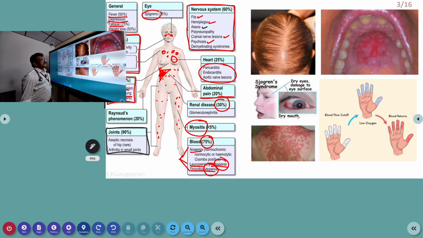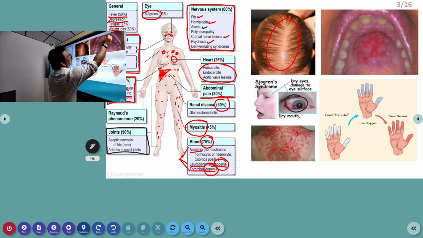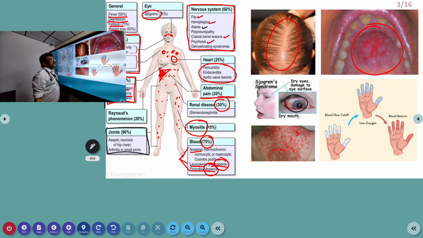But if you take the skin, one of the classical findings will be multiple rashes all over the body. It can be even on the face, that is butterfly rash. And alopecia is one of the major findings in SLE. You can see hair loss. Hair loss can be there even on head, face or axilla, wherever it is, alopecia can be there. Dryness of the eyes, that is another important problem. Rashes are there. Then oral mucosal ulcers, that is very classical in SLE.